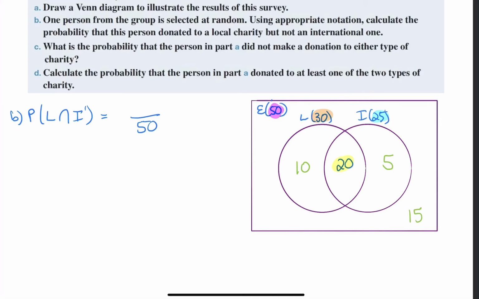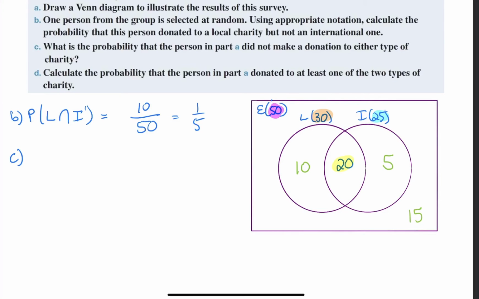Now we're going to look at what box we are looking at. We're looking at people who have given locally, but not internationally. So it's not that. And that leaves us with 10. That will be 10 out of 50, and that equals, I'm going to write next to it just to save some space. You can write underneath. Always simplify, so that's 1 over 5.